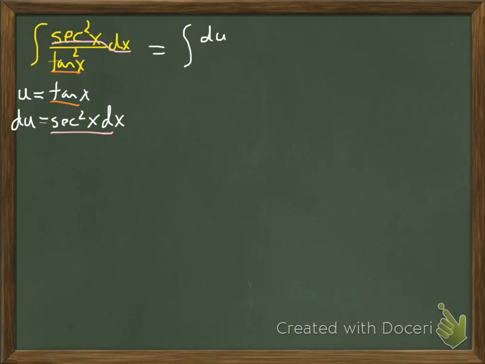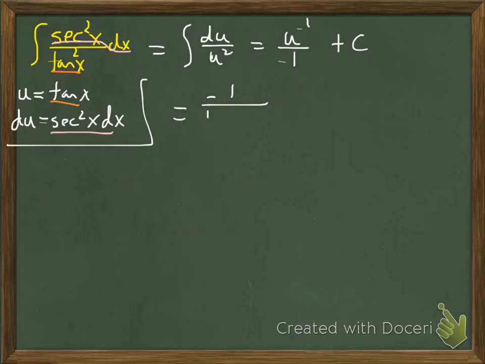So this becomes du over u squared, and hey, that's looking real great. It's really u to the minus 2. So when I take the antiderivative, I'm going to add 1 to the exponent and divide by that exponent, plus the constant of integration. And then we'll just go ahead and replace. u was originally tan x.